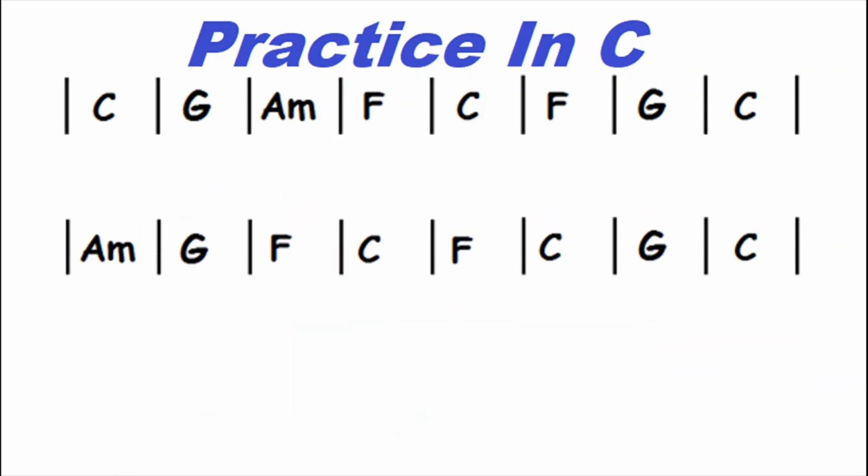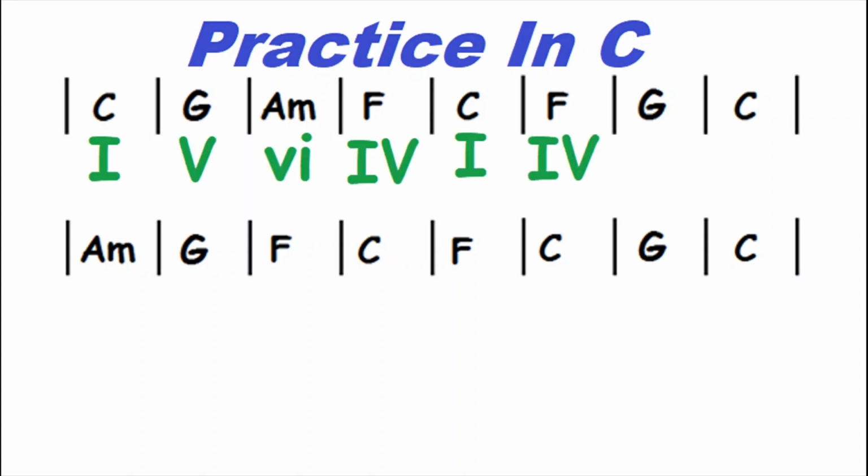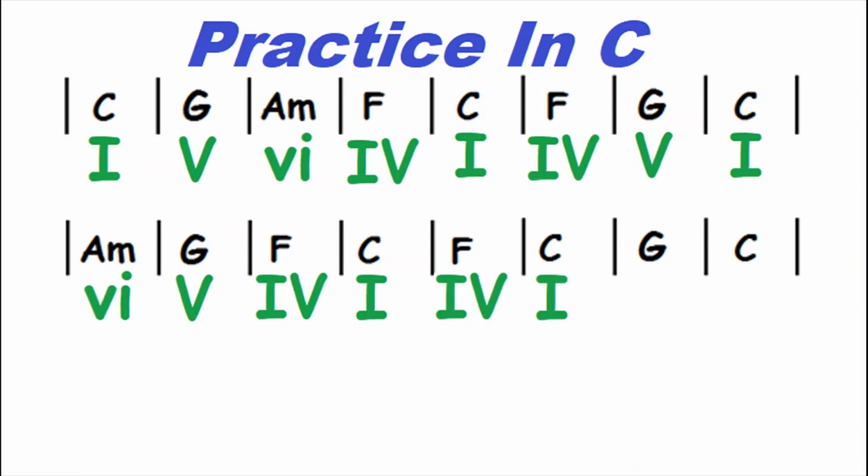Now it's time to apply our knowledge of G major. Before we can do that, let's label those chords again from practice in C. 1, 5, 6, 4, 1, 4, 5, 1. Good. Now the second line. 6, 5, 4, 1, 4, 1, 5, and 1.